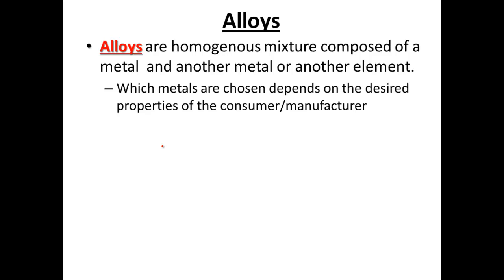And our last part, alloys. Alloys are homogeneous mixtures, so evenly mixed mixtures composed of an element, metal, and another metal or another element. The nice part about these is the metals chosen depend on their desired properties for the consumer or manufacturer. It's an even mixture of different metals evenly mixed throughout. A solution is what we're going to know them as also.